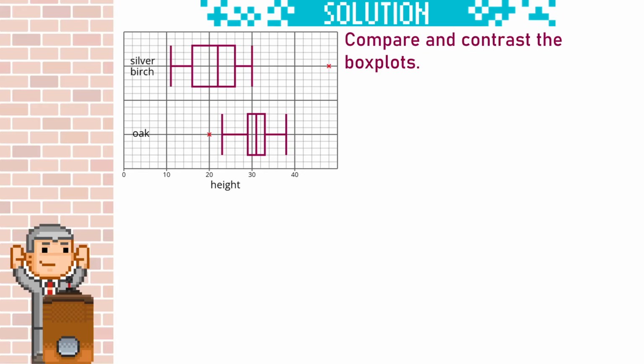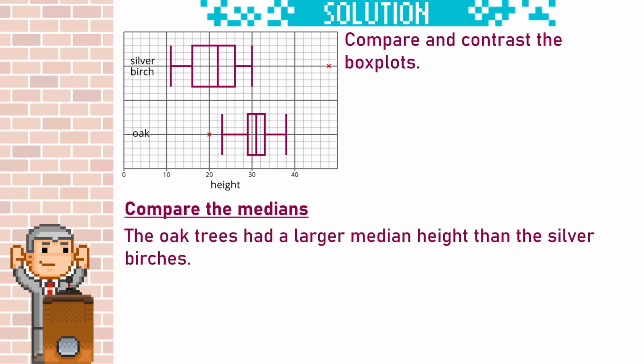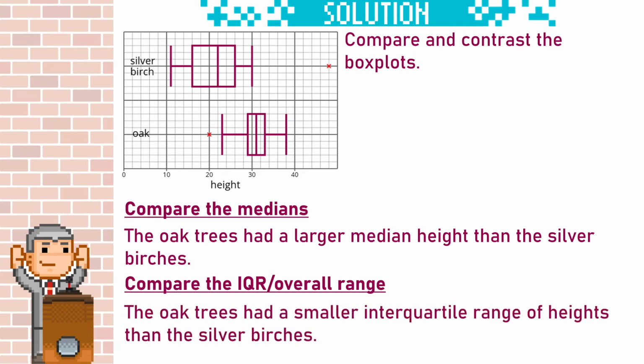When comparing box plots, there are 2 things you need to compare. The medians, so the oak trees had a larger median height than the silver birches, and the second thing you must compare is the interquartile range or overall range. So the oak trees had a smaller interquartile range of heights than the silver birches.